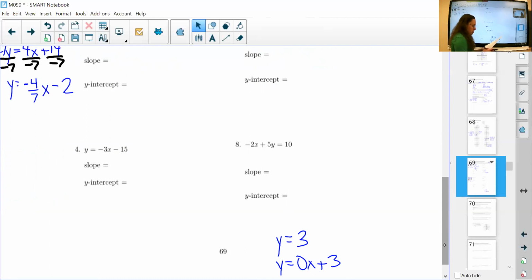Okay, once you finish that, go ahead and work through this page as well as the previous pages, and I'll meet you on page 70.